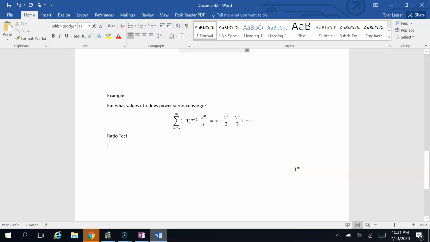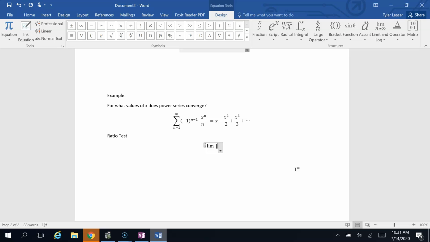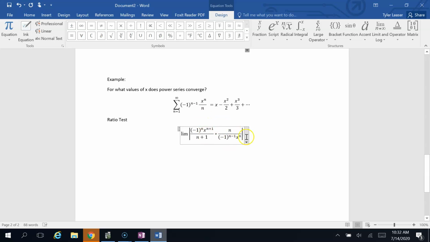Okay, so if we do the ratio test, remember that's the limit of the absolute value of the n plus 1 term divided by the nth term. So let's look at the n plus 1 term. That's going to be negative 1 to the n, and then x to the n plus 1, divided by n plus 1. I'm going to go ahead and rewrite that division as multiplication by the nth term flipped over. So that's going to be an n up top, and then a negative 1 to the n minus 1, and then x to the n on the bottom. Close the absolute value. All right, so this is the n plus 1 term multiplied by the reciprocal of the nth term.